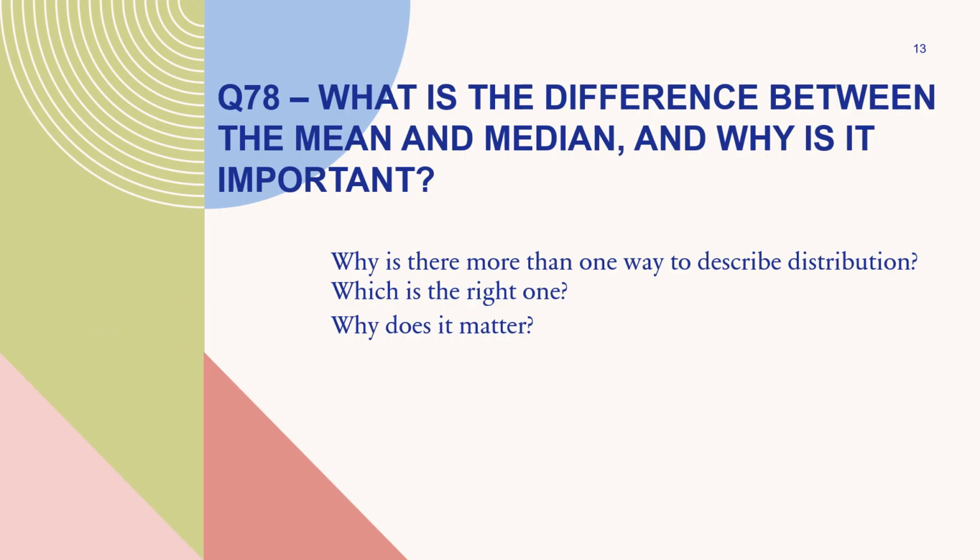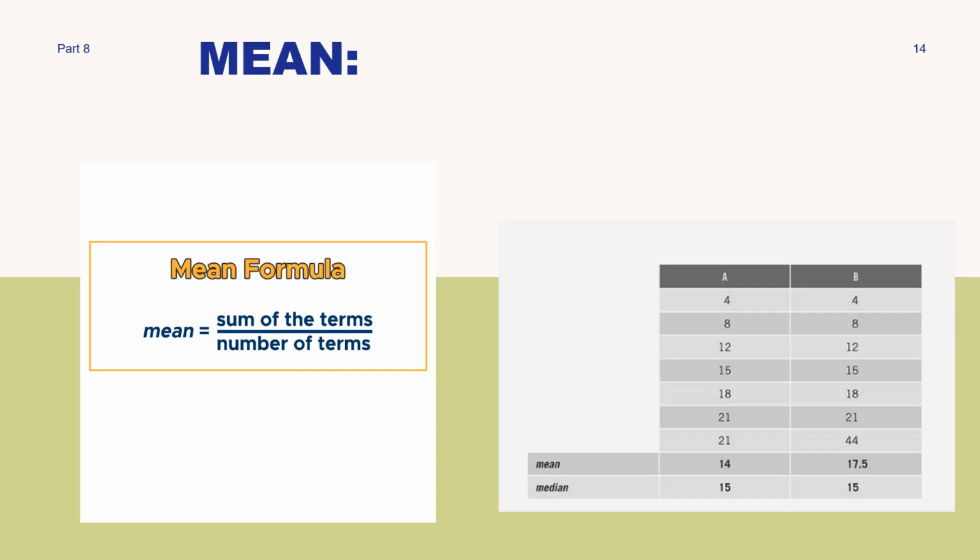Moving on to question 78, what is the difference between the mean and median, and why is it important? Focusing back on the mean, it is generally an excellent way to estimate the middle. You're going to take all the scores in the dataset, add them together, and divide them by how many were in the dataset to get the mean.